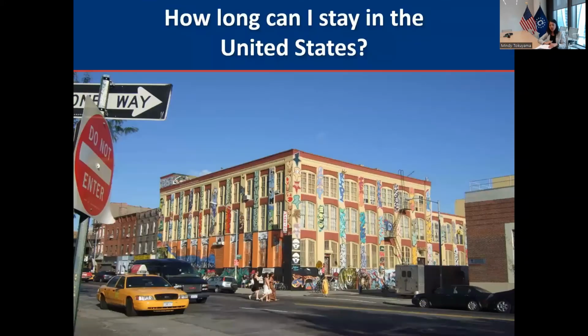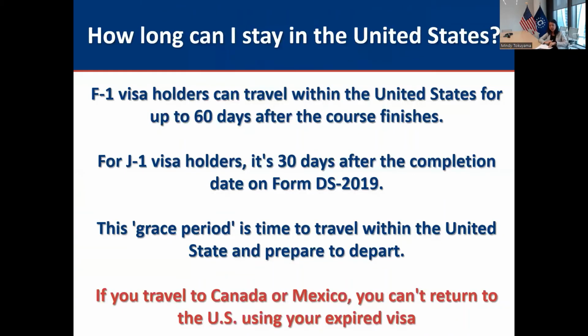And how long can I stay in the United States? So this depends on which visa class you have. For F1 visa holders, you can travel within the US up to 60 days after your course finishes, and this is the date on your I-20. For J1 holders, it's 30 days after the completion of your program. And the grace period is for travel in preparation for your departure. If you decide to take a trip to Canada or Mexico, you will not be permitted to return to the US with an expired US visa.